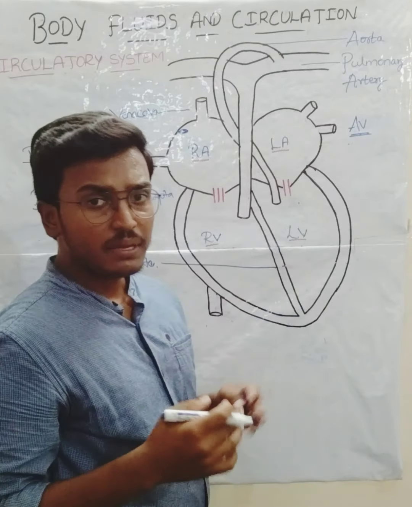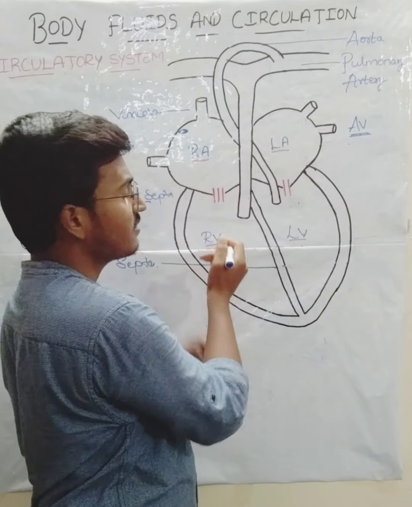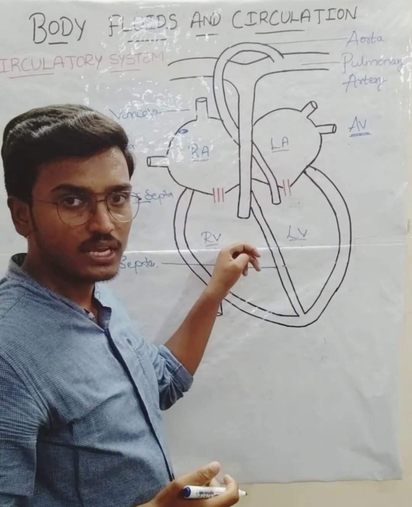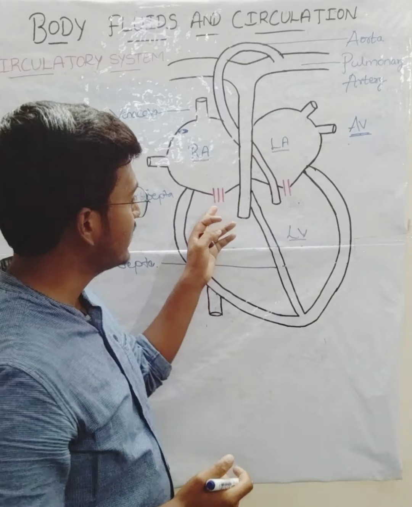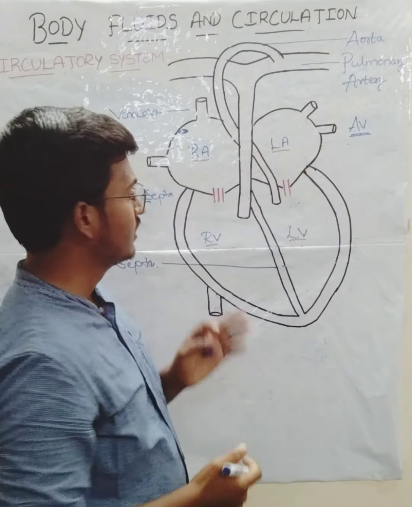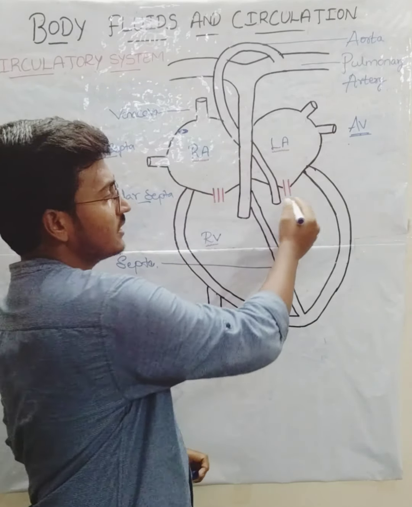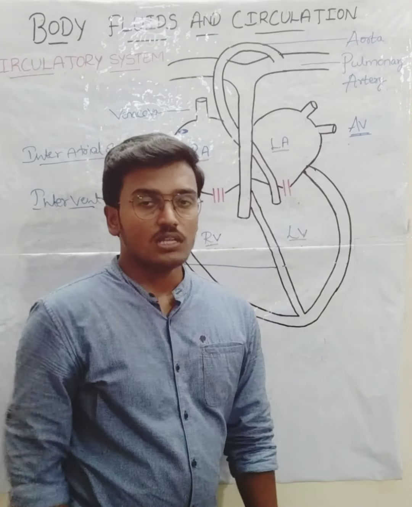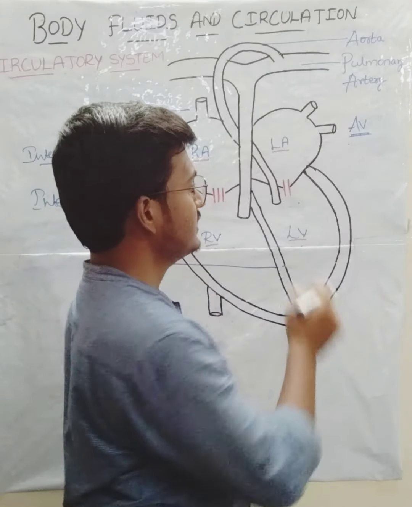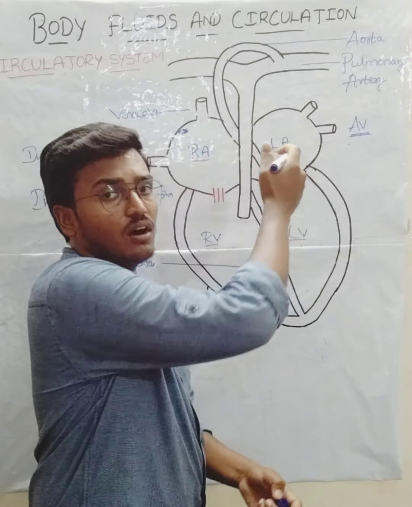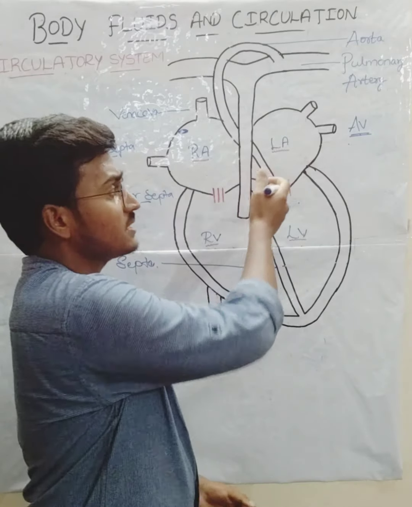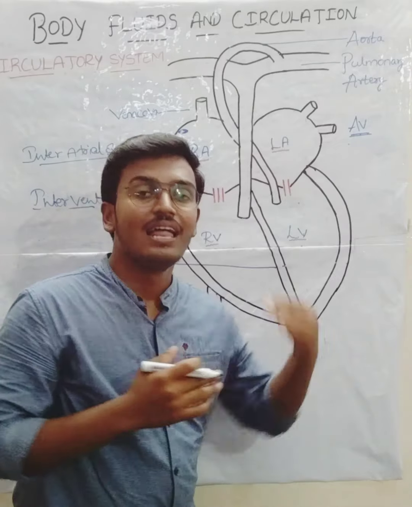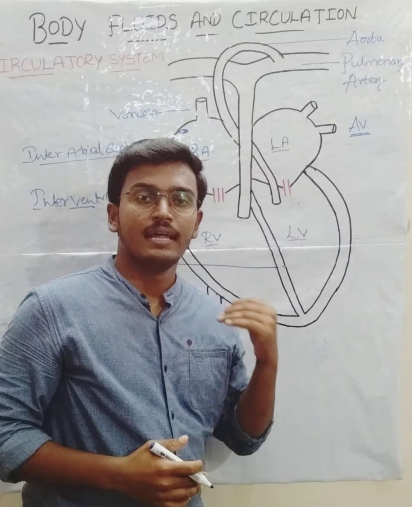Coming back, there is a presence of valves between the atrium and the ventricle. This is a tricuspid valve, and a bicuspid valve is also present. The bicuspid valve is also called the mitral valve. That is the opening from the auricles to the ventricles. The bicuspid valve or mitral valve is present between the left atrium and the left ventricle.